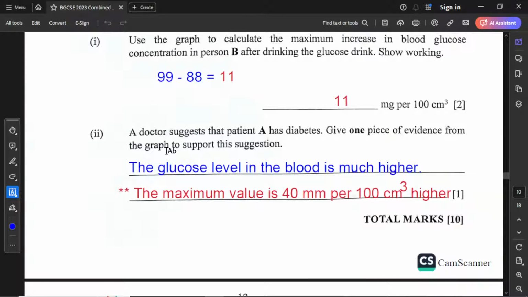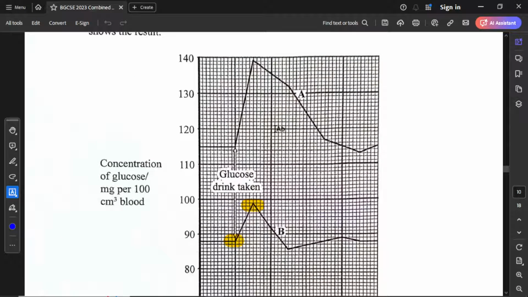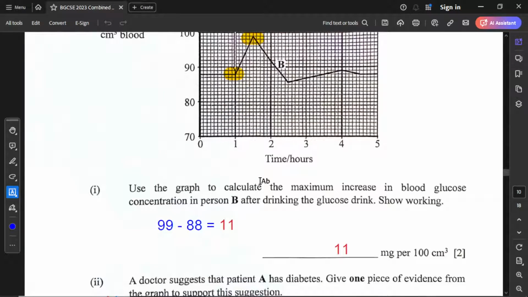All right, so the last part of this question is a doctor suggests that patient A has diabetes. Give one piece of evidence from the graph to support this suggestion. And if you look at the graph for person A, you notice it is way above person B.